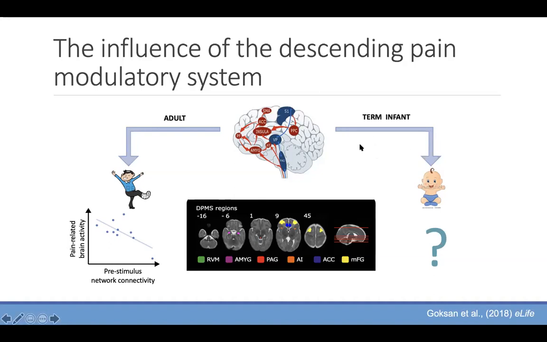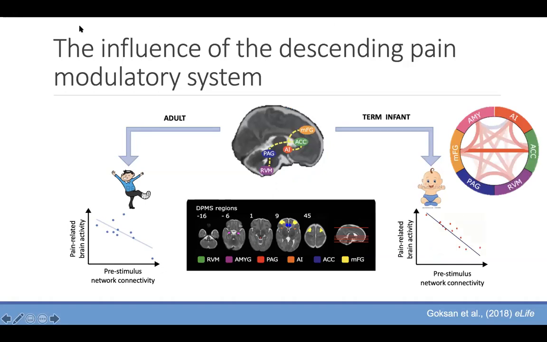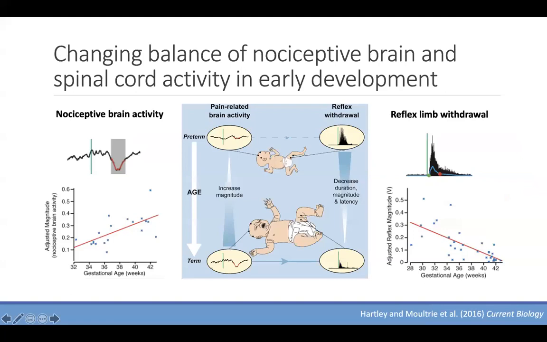And what we found is actually the pattern of activity was really similar. So adults and babies seem to have increased connectivity across the RVM and the PAG and the other areas, and anterior cingulate cortex you can see here. If these were more connected in the pre-stimulus period, it seemed that the magnitude of the responses evoked by these stimuli were reduced. And this is an interesting question because when we have looked in the clinical setting and going back to these EEG and reflex responses, there's a lot of evidence to suggest that this descending modulatory system matures later than the ascending system.